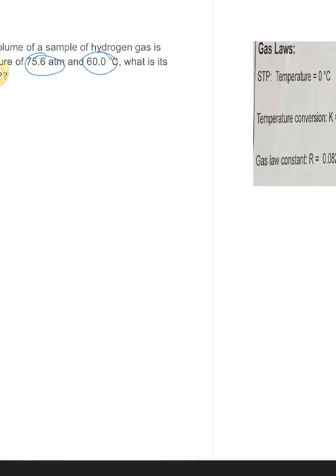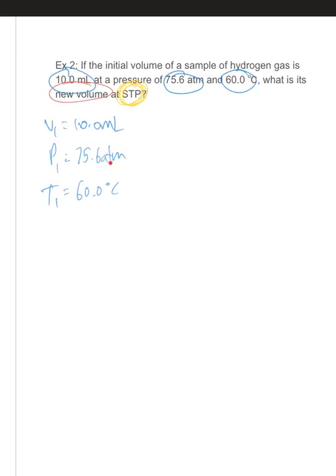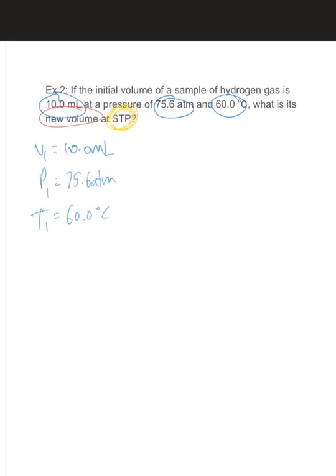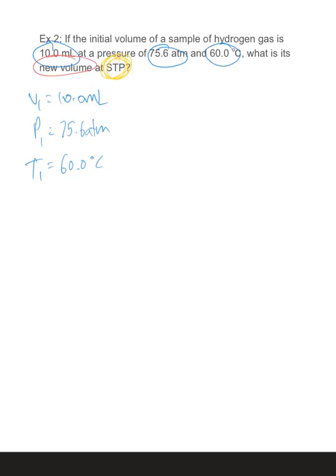So if I look back at the problem, my initial pressure is in atmospheres. Therefore, I need to make sure that the standard pressure is also in atmospheres, and that value is 1. So I'm going to scroll back over here, and I actually do have a second set of conditions. And I'll label those. V2 is what I'm solving for. P2, standard pressure, we just looked on the back of the periodic table, is 1 atmosphere. That's standard pressure in atmospheres. And T2 is 273 Kelvin.